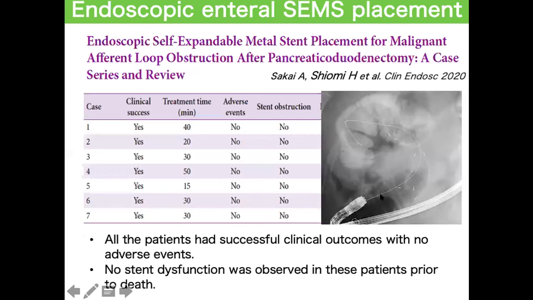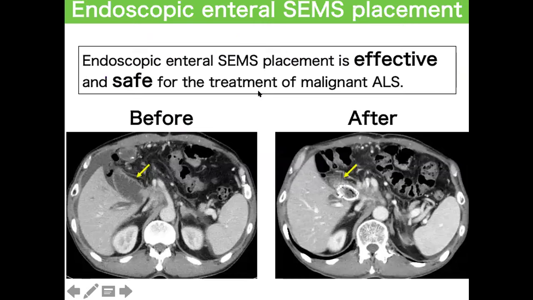We reported a case series of 7 patients who underwent endoscopic enteral stent placement for malignant ALS after pancreaticoduodenectomy. All patients had successful clinical outcomes with no adverse events. No stent dysfunction was observed in these patients prior to death. These results indicated that endoscopic enteral stent placement is effective and safe for the treatment of malignant ALS. Metal stent placement is preferred over plastic stent placement to achieve clinical success and avoid recurrence.